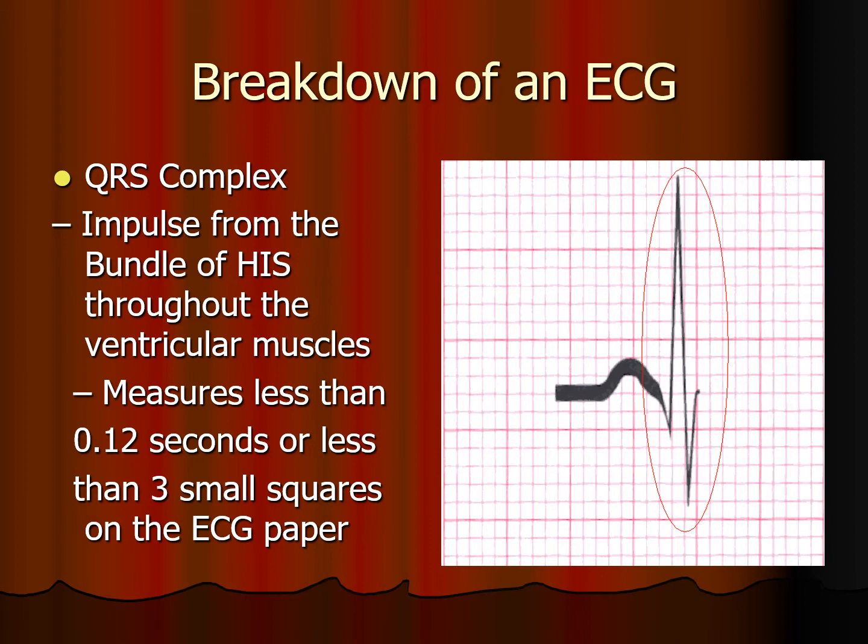All right, the QRS, we want a skinny, Kendall, no Kims here. Impulse from the bundle of His throughout the ventricular muscles, and this does measure less than 0.12, or less than 3 small squares on the ECG paper. So we want a nice skinny all the way, this whole thing, less than 3 boxes. Now, some textbooks will say 0.1, all right, but just err on the side of we want a skinny, right? We want a skinny little girl. All right, so if you're like, is that 0.10 or 0.12? As long as it's less than 0.12, you should have a nice skinny one.